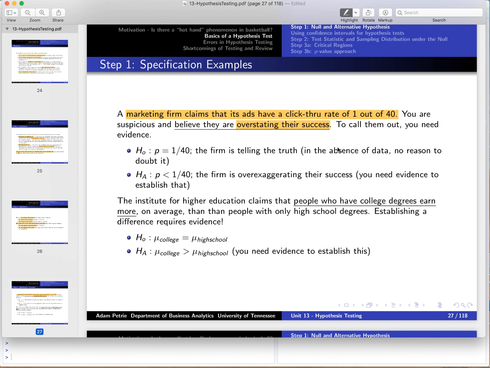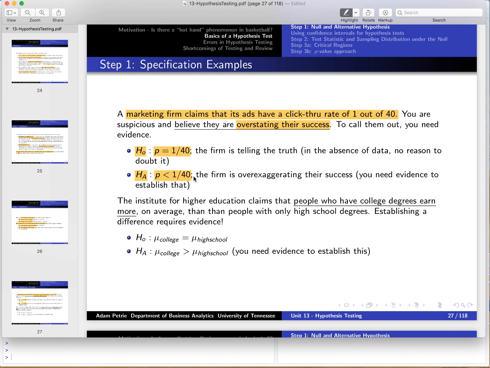Well, we need to figure out what should be our null and what should be our alternative hypothesis. Usually, the claim that we want to establish, the claim that requires evidence, goes in the alternative hypothesis. To really make a case against this marketing firm, we need to establish with some sort of data that they are overstating their success. So in the alternative hypothesis, we're going to put that P is less than 1 out of 40. That click-through rate is less than what the marketing firm is claiming here. We really need evidence to establish that. In the absence of evidence, we should probably believe what that marketing firm is claiming. And so the opposite of P being less than 1 out of 40 in this case is that the firm is telling the truth and that the click-through rate is that 2.5%.